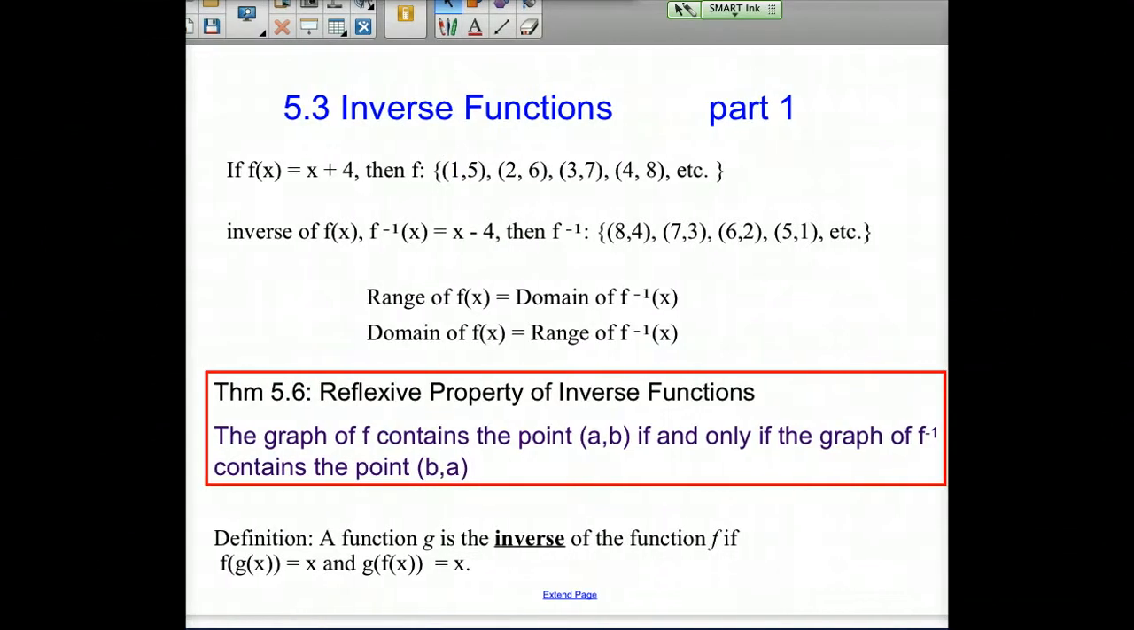Chapter 5, Section 3, Part 1, Inverse Functions. Some of today will be a review, since you've worked with inverse functions in Algebra 2 for sure, and probably in Pre-Calc also. So let's review.